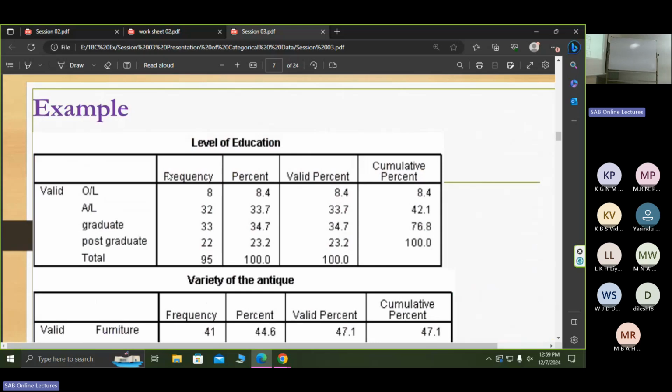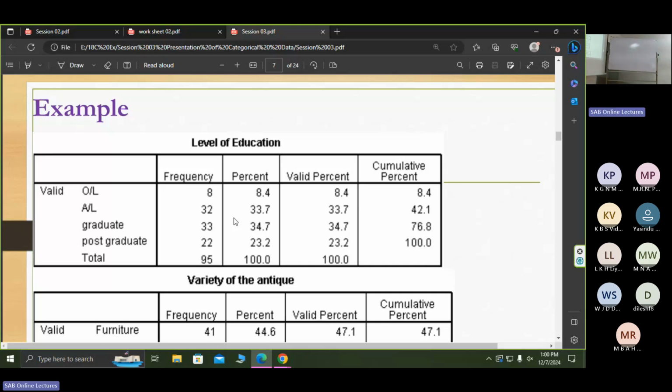We can get it through the statistical software. Then these are the explained software. Looking at this first frequency table, what is the variable in here? First table shows which variable? Level of education. This is the variable in here.